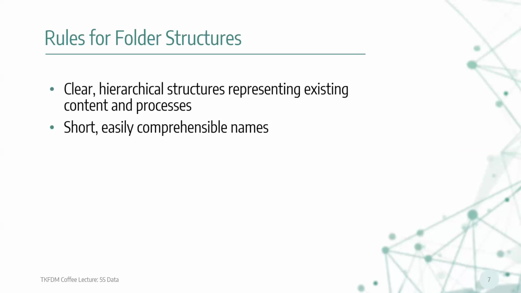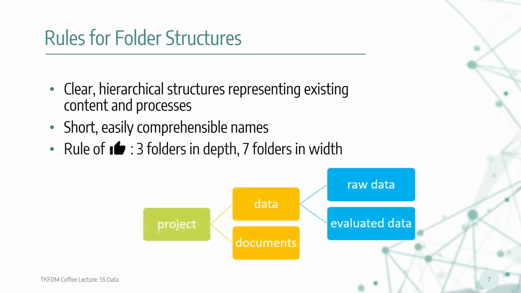General rules for creating a folder structure: there should be a clear hierarchical structure representing the existing contents or files and the processes, the workflow, and all the names should be short and easily comprehensible. As a rule of thumb, it's good to follow that there should be only 3 folders in depth and at most 7 folders in width. Surely that's in most cases not possible, but if you could more or less follow these lines, that would be great.